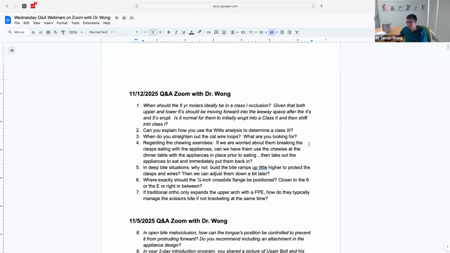So we want the sixes always to be either flush terminal plane or a slight mesial step at the eruption of the 6-year-old molar timeline. And from then onwards, at the closure of leeway space around 12, 13, when the 7s erupt, it will move from either class 1 to class 1 or flush terminal plane to class 1.